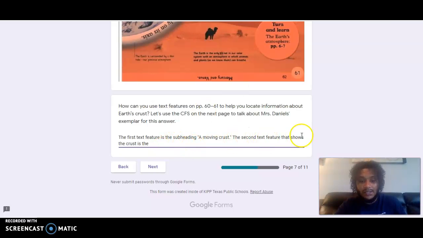So the second text feature that shows the crust is the picture, or I would say illustration because it's not a picture taken with the camera. The crust is the illustration of the plates. I'll say of the plates because we can't see the plates moving in the picture technically, right? So we got a good answer. The first text feature is the subheading. The second feature is the crust in the illustration of the plates.